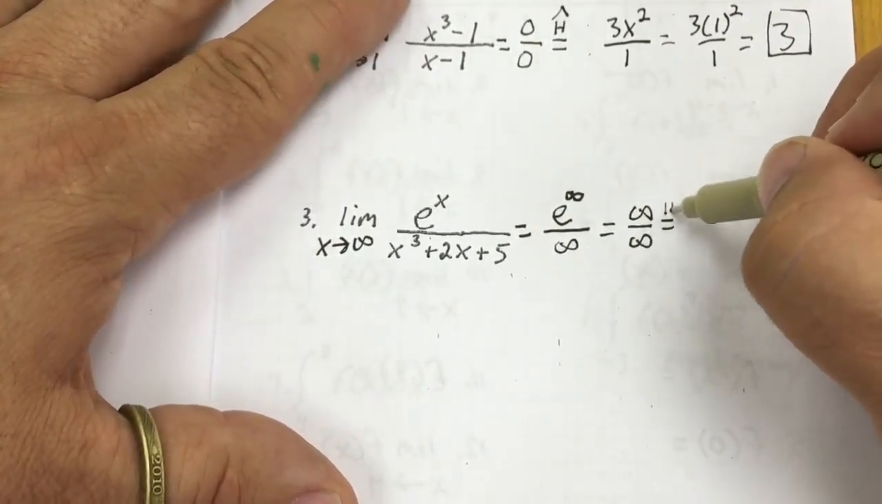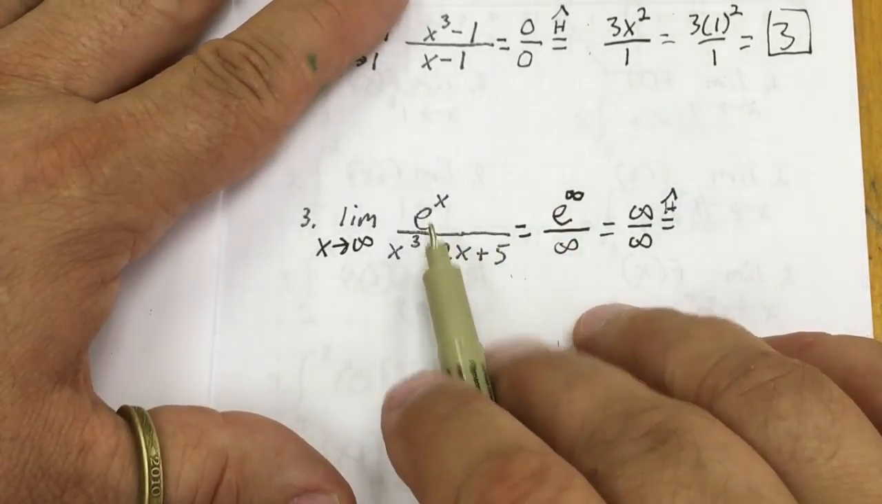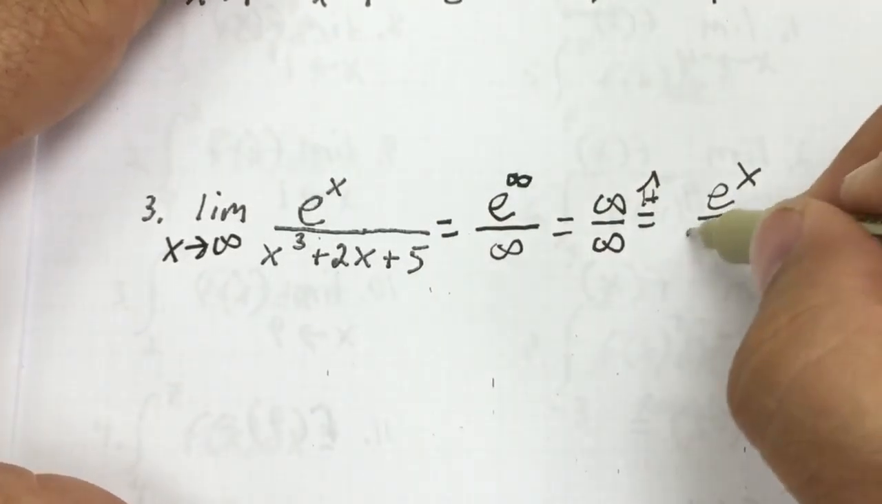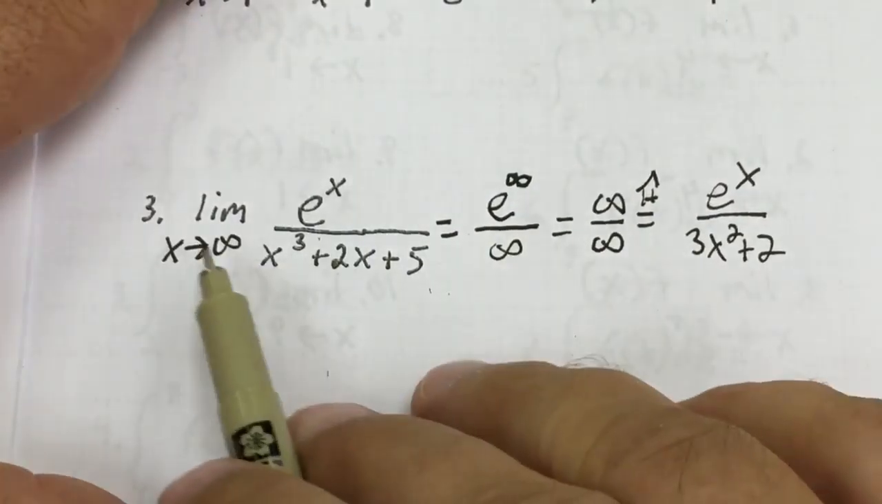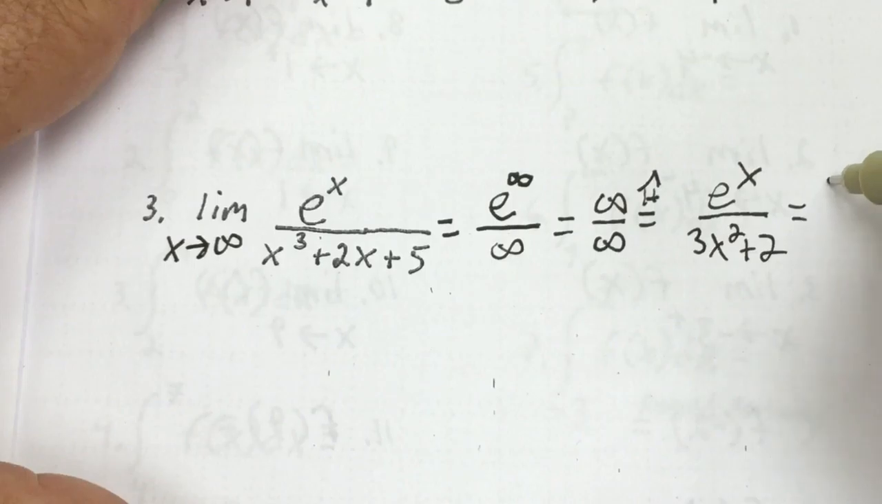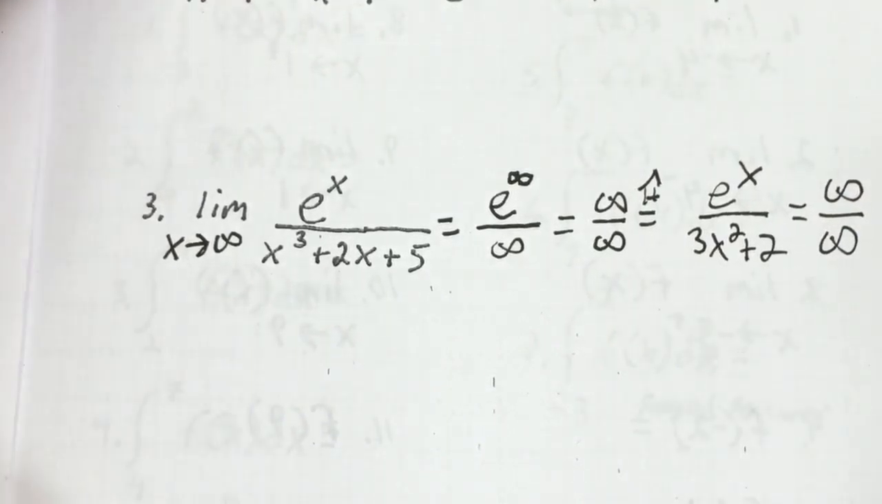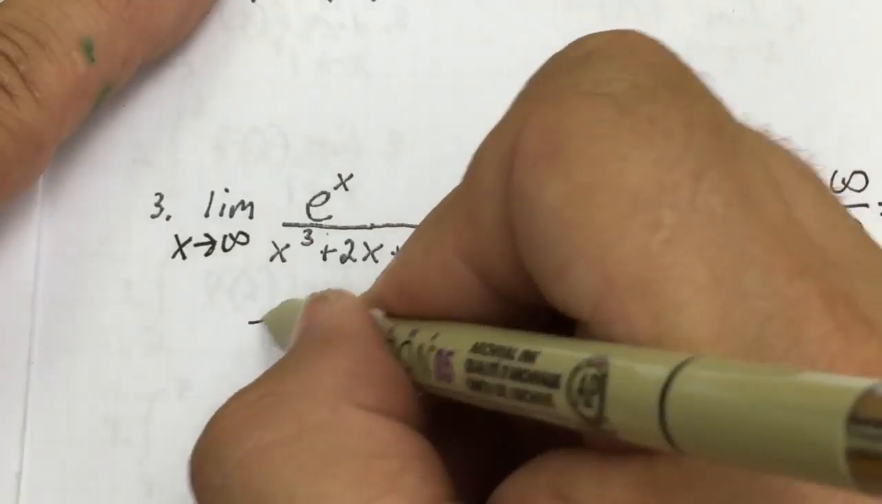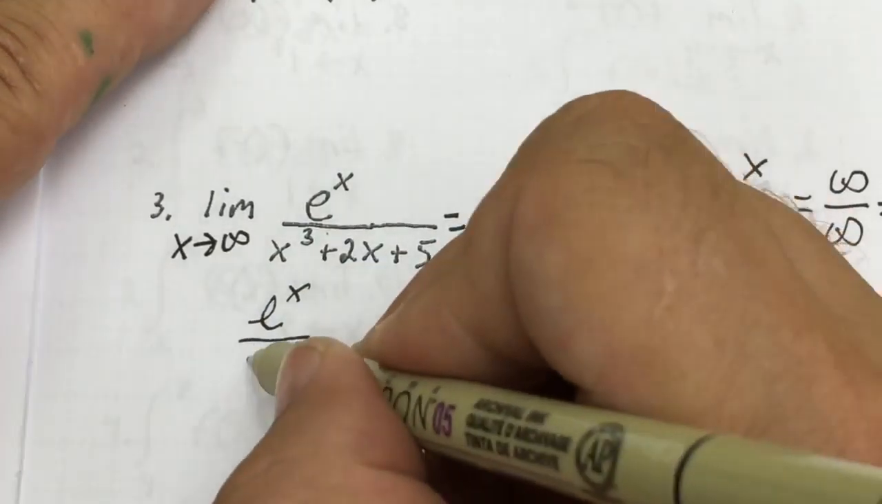So I'm going to implement L'Hopital's rule. So let's see what happens when I do L'Hopital's rule. So I take the derivative of the top, which is going to give me e to the x, over 3x squared plus 2. Plug infinity back in, and once again, that gives me infinity over infinity, which is indeterminate form. So I'm going to implement L'Hopital's rule again. Let's see what happens. That gives me e to the x over 6x.